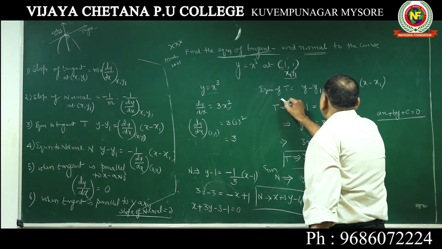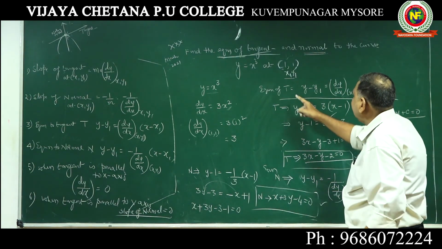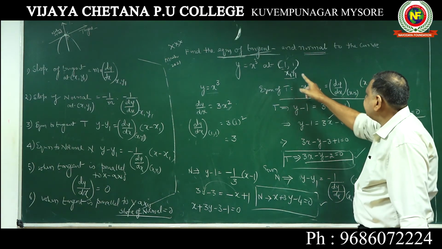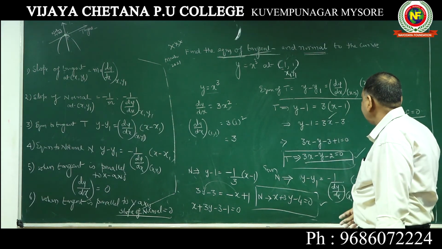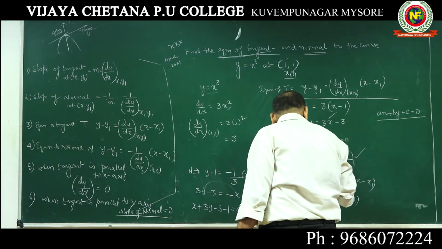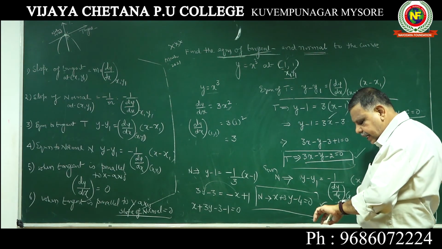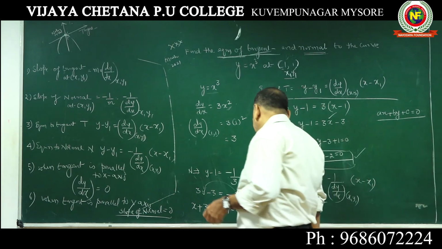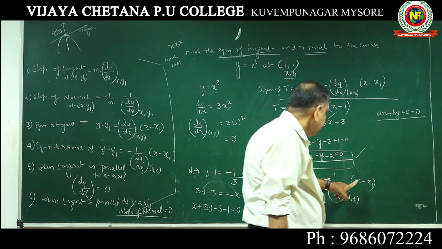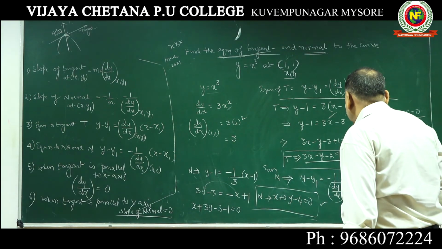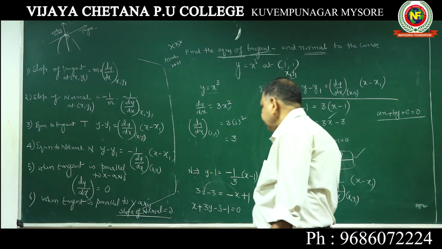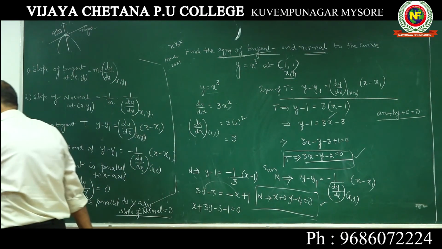Then the formula is there. This is the formula for equation of tangent: y minus y1 is equal to dy by dx at x1, into x minus x1. x1, y1 is 1, 1. You are substituting there 1, 1, and y minus 1 is equal to 3 into so much. You have to bring it in the form ax plus by plus c equal to 0. And the equation to normal also: y minus y1 is equal to minus 1 by dy by dx into x minus x1, that is minus 1 by 3 into x minus x1, and you will get the answer.